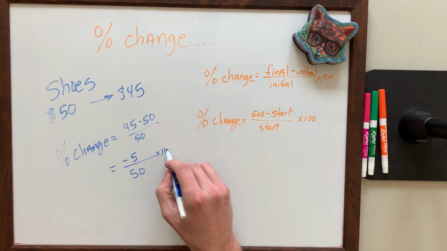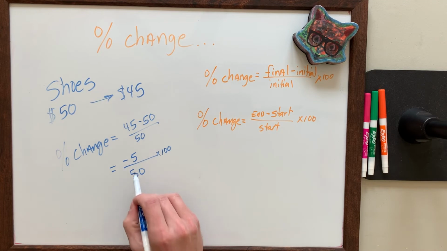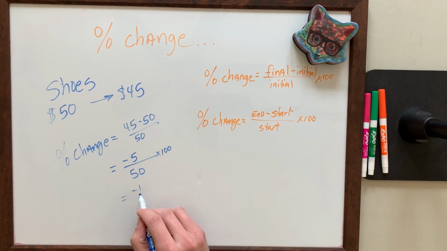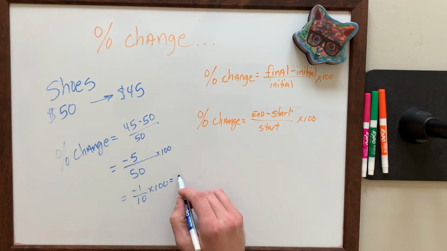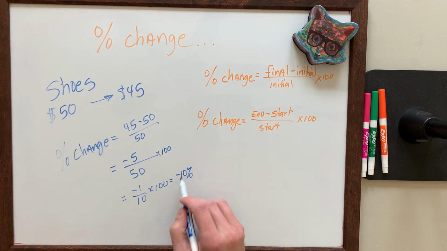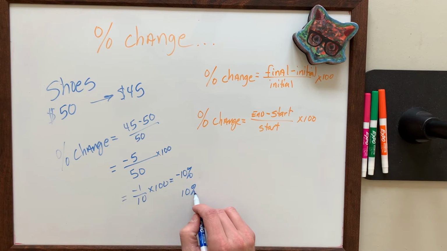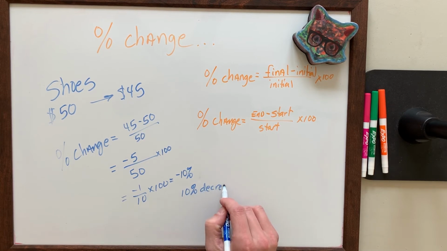And then let's put our times 100 on the end here. Negative 5 over 50 is the same as negative 1 over 10 by dividing 5 out of the numerator and denominator, times 100, and this is going to be a negative 10%. Okay, that means 10% decrease, which makes sense because in our story, the price of the shoes went down.